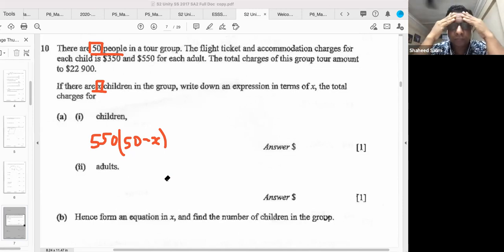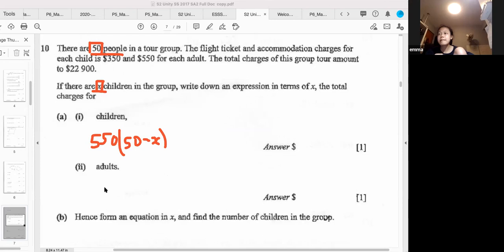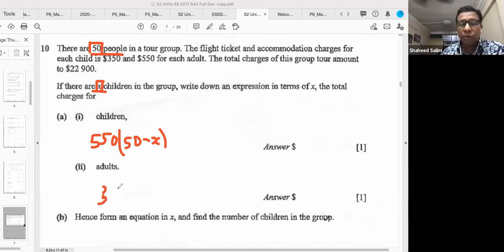Okay, let's see now. You can add both amounts, right? Which you can solve. 350x. That's why I say this is the amount the children paid. And then I just showed you this one is the amount the adults paid.